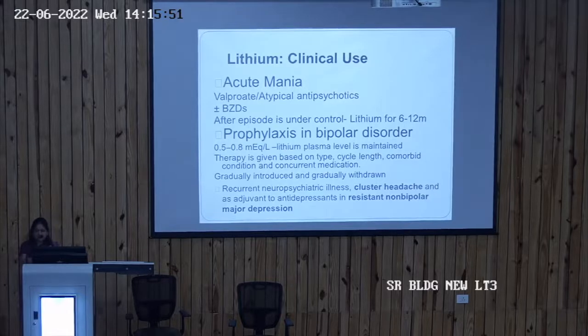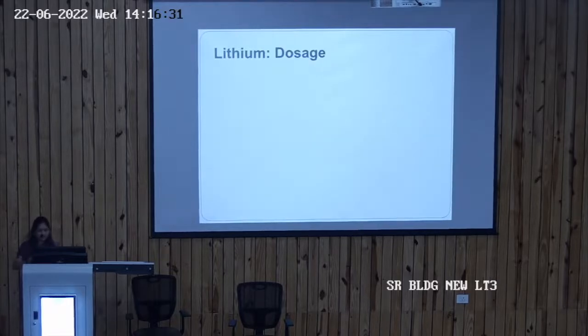What are the uses? Roll number 50. Acute mania. To prevent the recurrent manic attacks in mania, then in prophylaxis of bipolar disorder, to stabilize the mood, in recurrent neuropsychiatric illness or cluster headache, and in resistant major depressive disorder also you can use lithium.